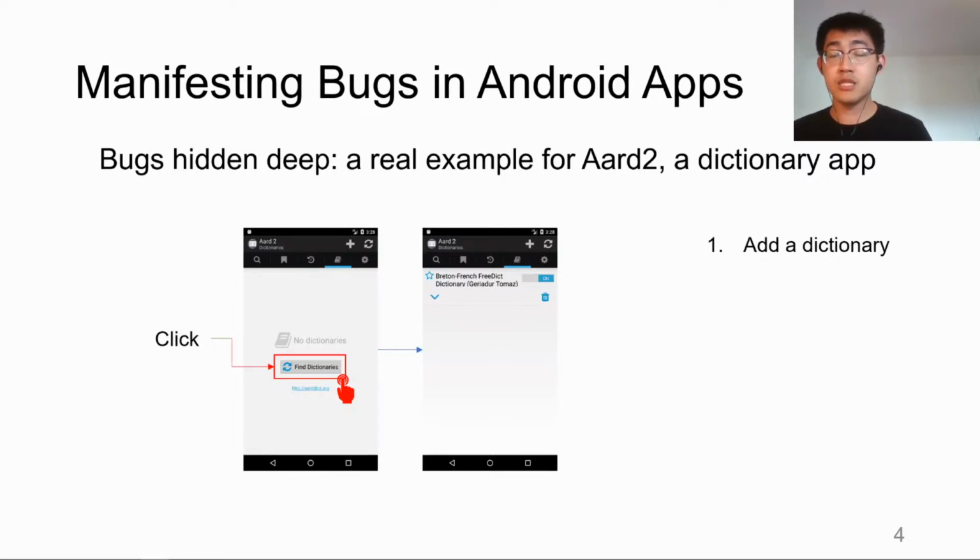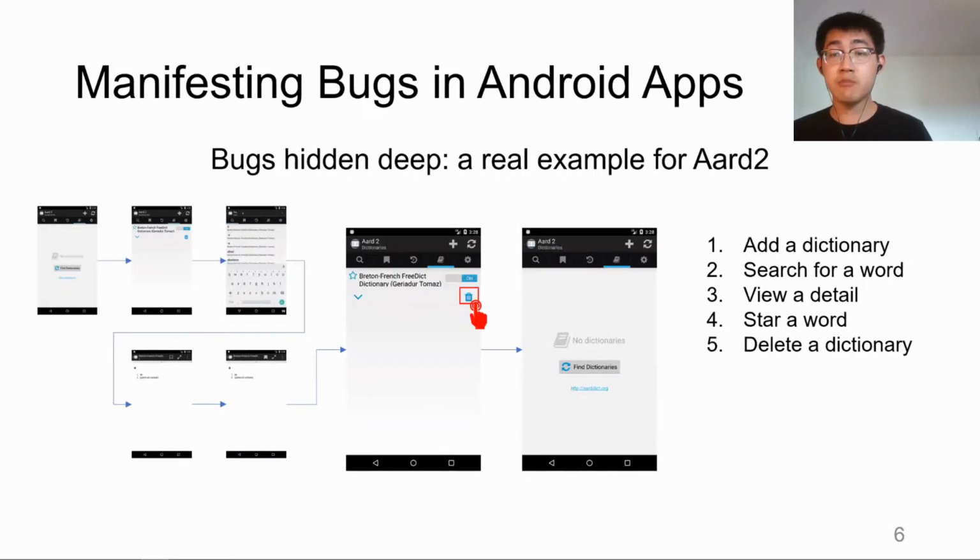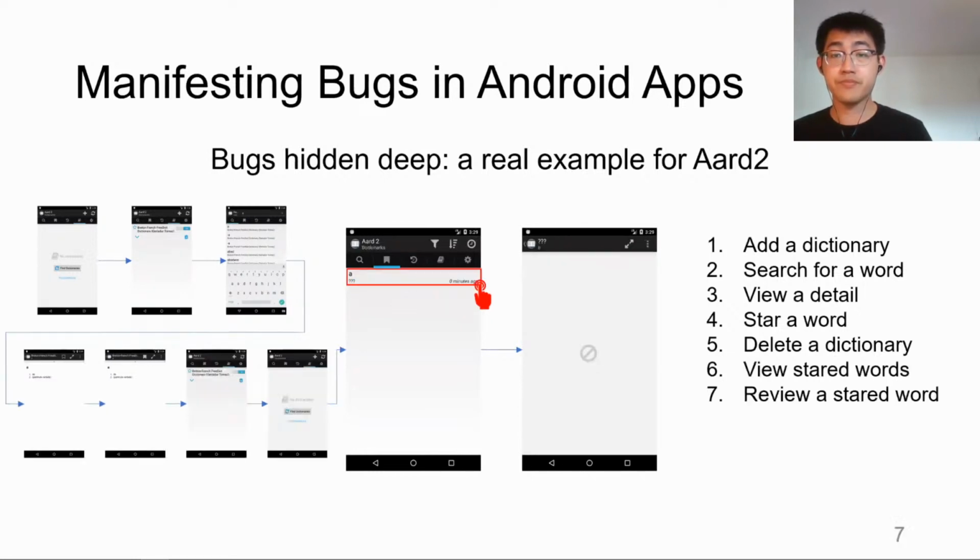Users can add local dictionaries by clicking the Find Dictionary button on the Dictionary tab. After the dictionary is added, the user can go to the Search tab, search for a word, and click a result to view its detail. In the detail page, the user can also click the star button to star the word for future review. At any time, if the user no longer needs a dictionary, he can always go back to the dictionary page and delete it. All the words of the dictionary will be deleted and can no longer be searched.